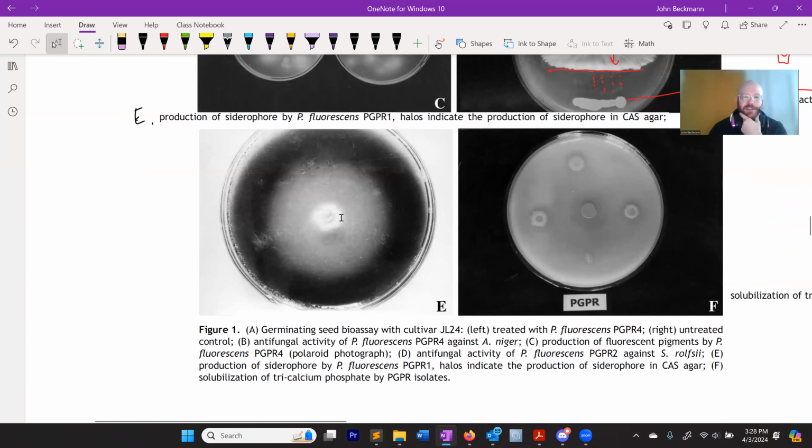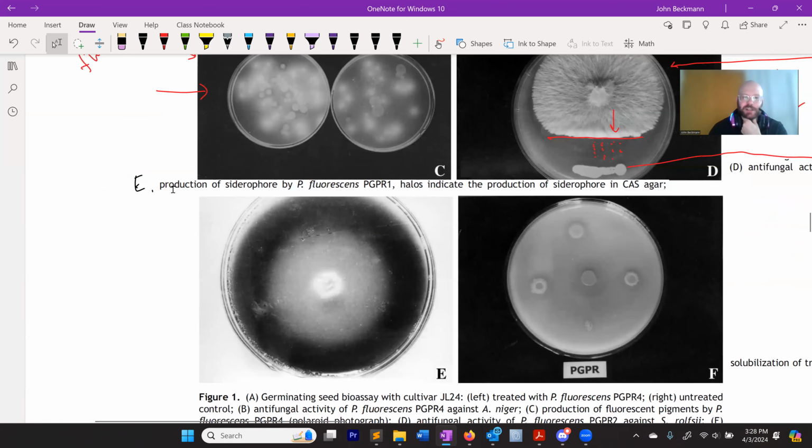Let's see here. E, they say, is production of siderophore by Pseudomonas PGPR. And they say halos indicate the production of siderophore in CAS agar. So again, I'm not an expert on these techniques, but what I like about them is it seems like a pretty simple experiment where you just make a plate. If you make a special plate with this special agar, and there's a secretion of siderophores, you apparently see this halo effect. And I definitely see there is a halo effect. Okay, so I'll take their word for it. I'll agree that it's producing some siderophore.